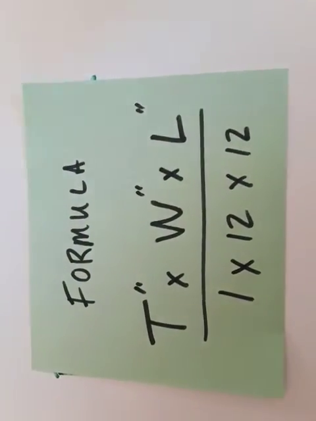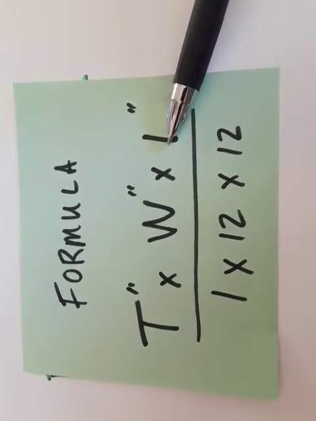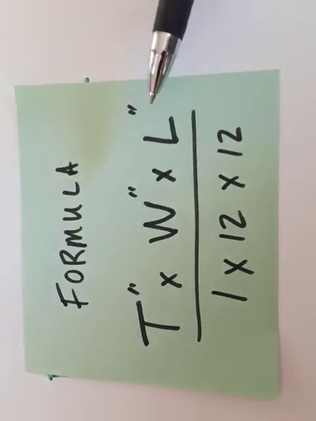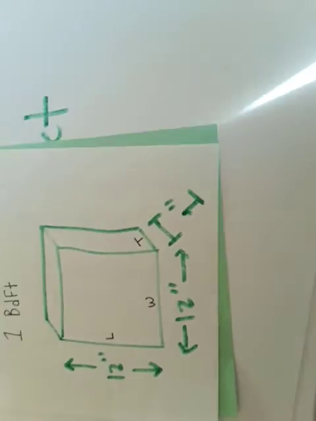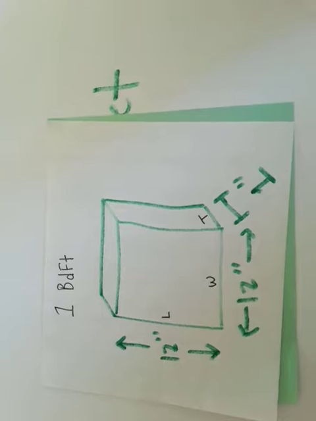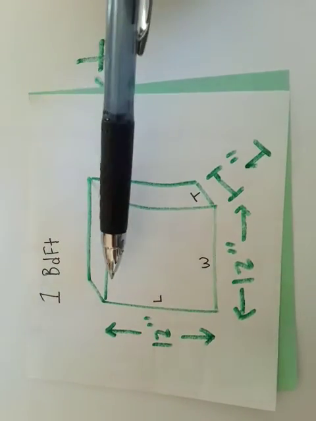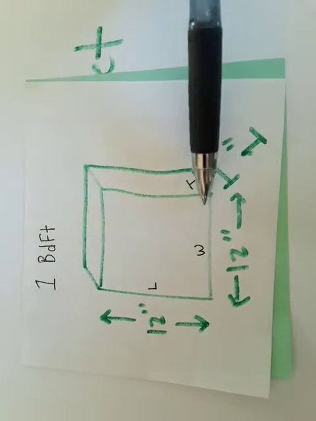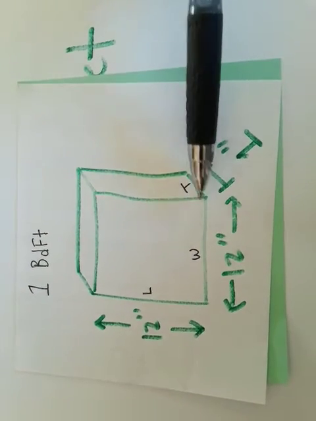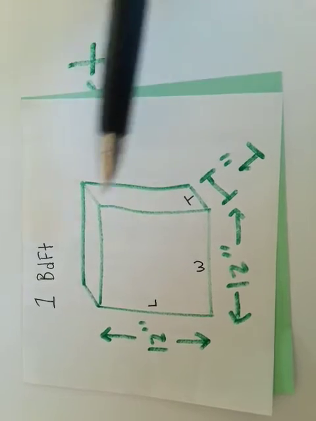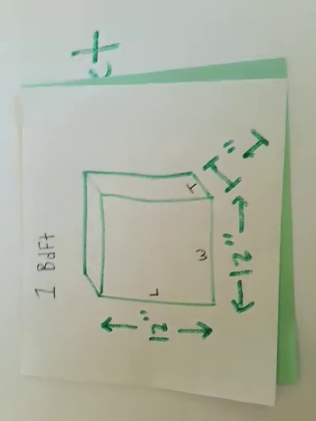You probably recognize a volume calculation right here. Since we have three dimensions, that measures volume. What you see here in this slide is 1 board foot. What does 1 board foot look like? If I had a board with dimensions of 12 inches by 12 inches by 1 inch thick, that would be 1 board foot. There are our units.